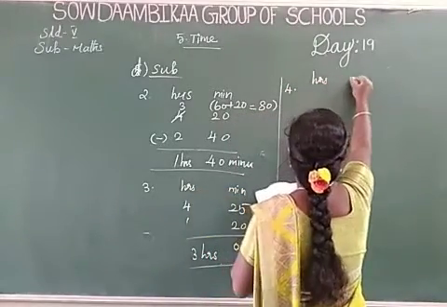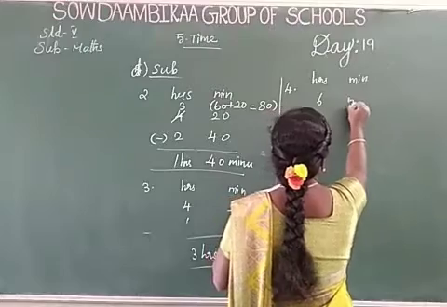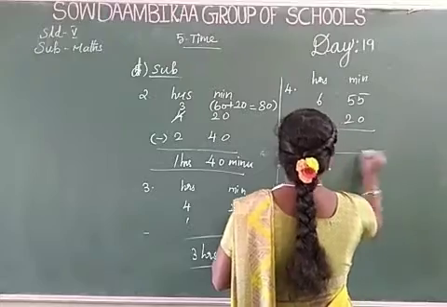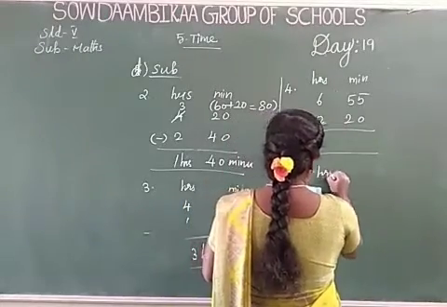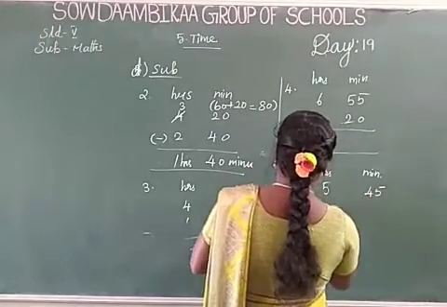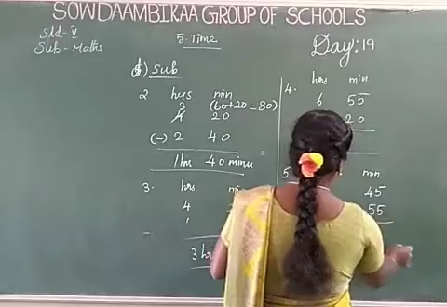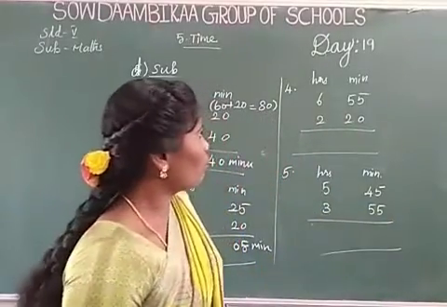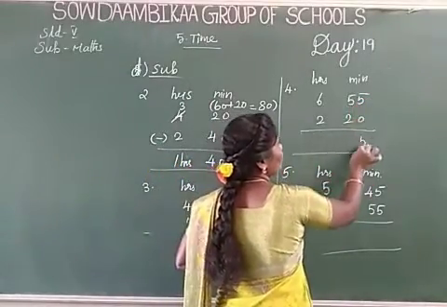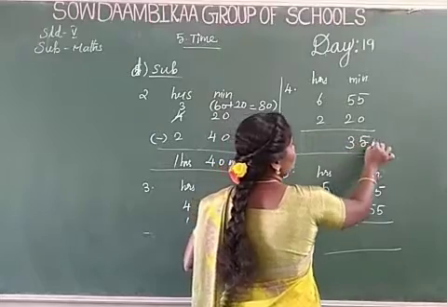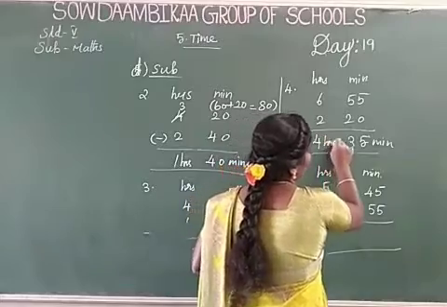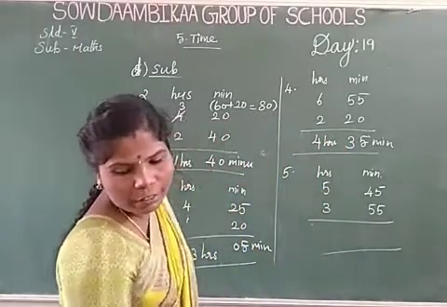Hours and minutes: 6, 55 minus 2, 20. Then hours, minutes: 5, 45, 3, 55. Okay, 55 minus 20 is possible. So 5 minus 0, 5. 5 minus 2, 3. So 35 minutes. 6 minus 2, how much? 4. So the answer is 4 hours 35 minutes. Okay.